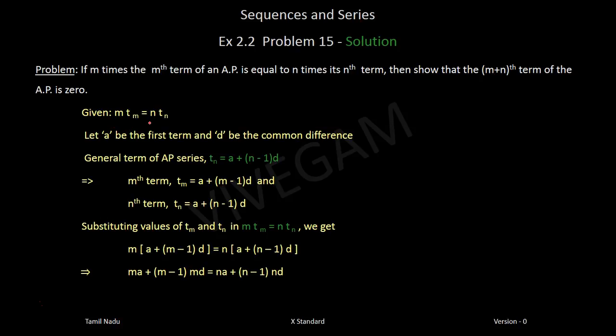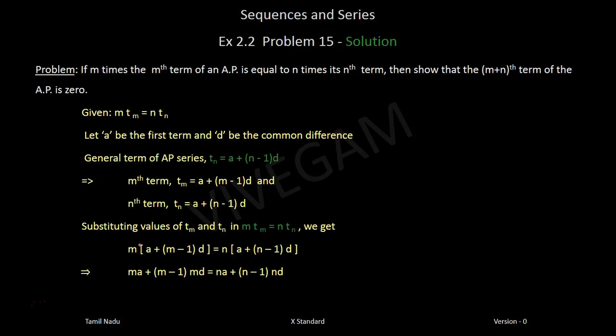Given m Tm equals n Tn, a is the first term, d is the common difference. You know the general formula. So the mth term is Tm equals a plus (m minus 1) times d, and the nth term Tn is a plus (n minus 1) times d. We have these two expressions that need to go into this equation.